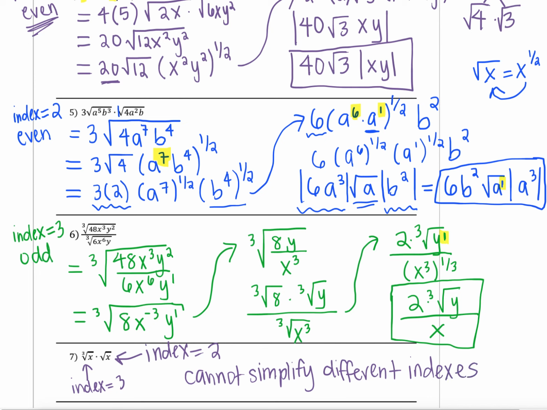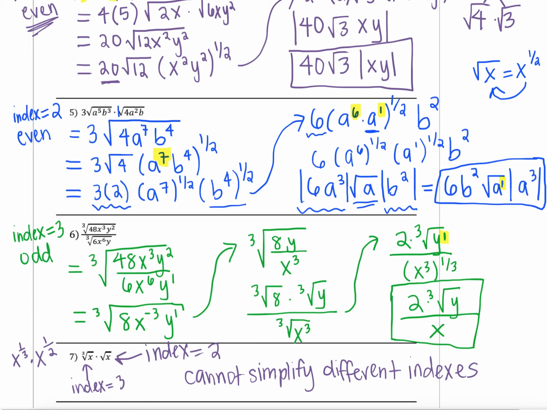Now it is possible to rewrite these both in exponential form, and we could rewrite this as x to the 1/3 times x to the 1/2, and then because we have the same base, we could actually add the exponents together and get it to be a single x to a power if we wanted to write in exponential form. But if we're trying to leave this as a radical, there is no way to simplify this any further on problem 7.